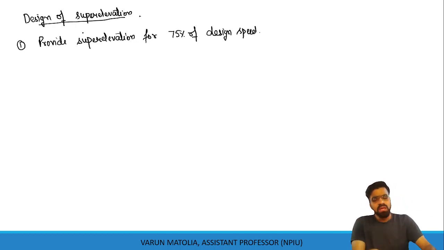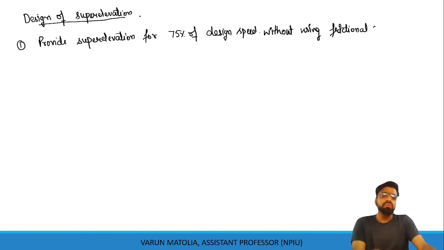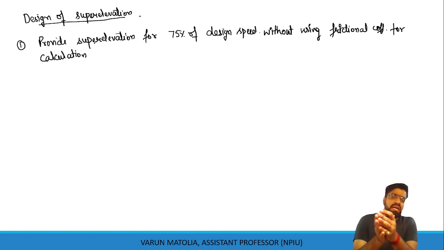We'll get on that. So with consideration or without using friction coefficient for calculation, हमने देखा कि सुपर एलिवेशन और फ्रिक्शनल कोएफिशिएंट इक्वली दोनों साथ में मिलके इस सेंट्रीफ्यूगल फोर्स को काउंटर करते हैं। लेकिन अगर हम कंसिडर करें कि हमारे पास फ्रिक्शन है ही नहीं और हम एक पर्टिकुलर वैल्यू ऑफ स्पीड के लिए सुपर एलिवेशन प्रोवाइड करें, क्या फ्रिक्शन नहीं होगा?